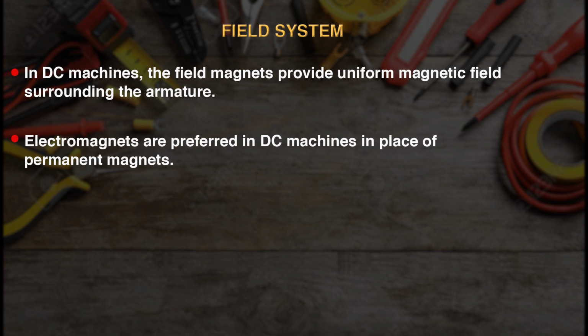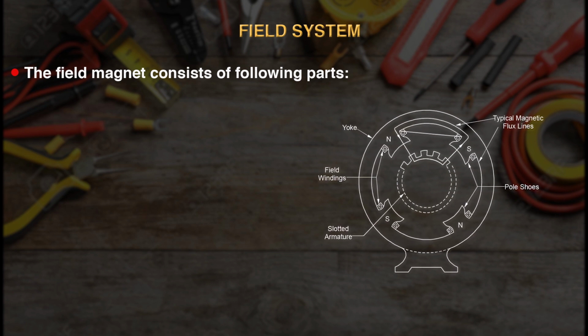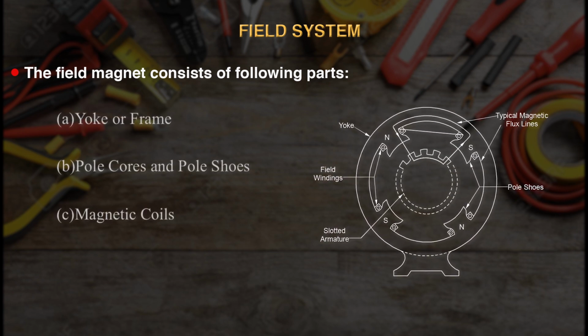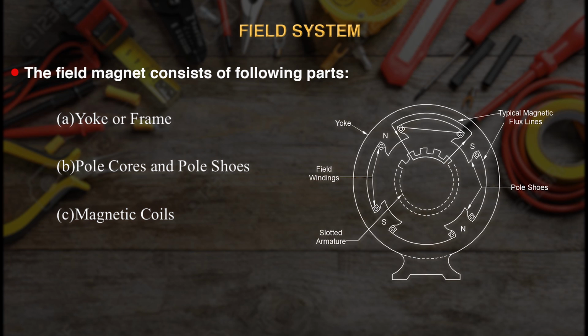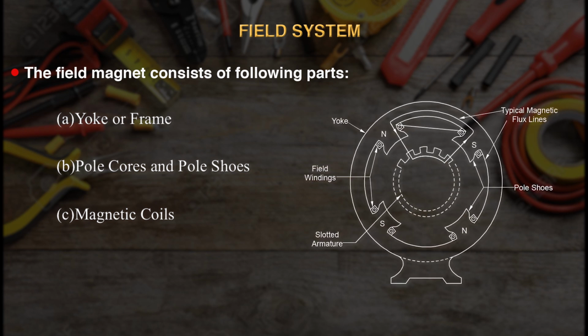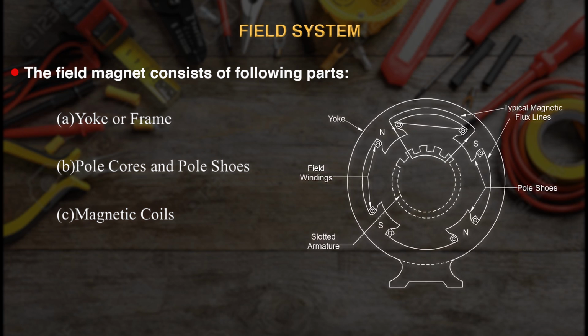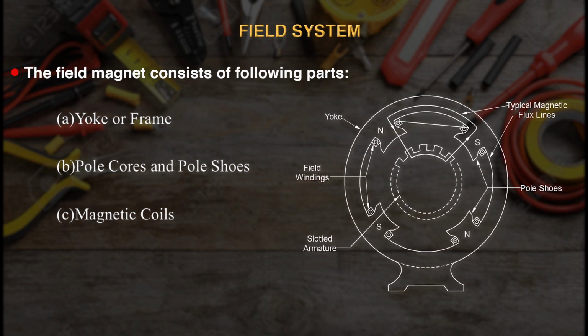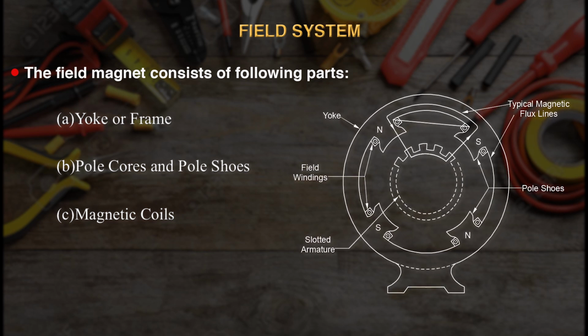Generally, electromagnets are preferred in DC machines in place of permanent magnets. The field magnet consists of the following parts. First is the yoke, which is also called the magnetic frame. Second is the pole core and pole shoes, and third is the magnetic coils. Magnetic coils are basically the armature coil or field coils.